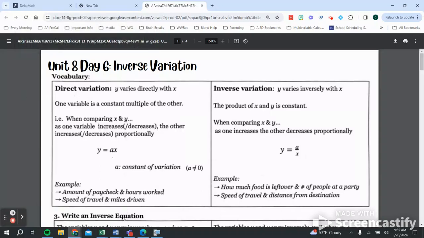All right, today we're going to be looking at inverse variation and word problems. So here we are going to be looking at direct variation and inverse variation. We have seen direct variation before in Algebra 1, usually with the terms y varies directly with x. So this is when comparing x and y. When one variable increases or decreases, the other one also increases or decreases proportionally.